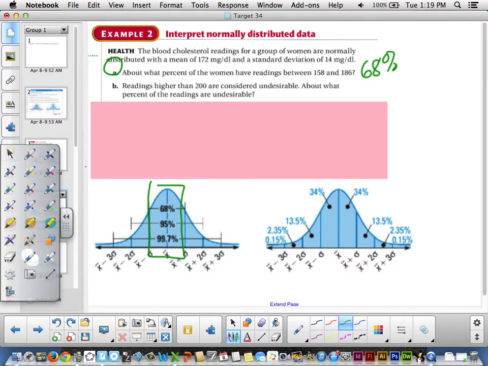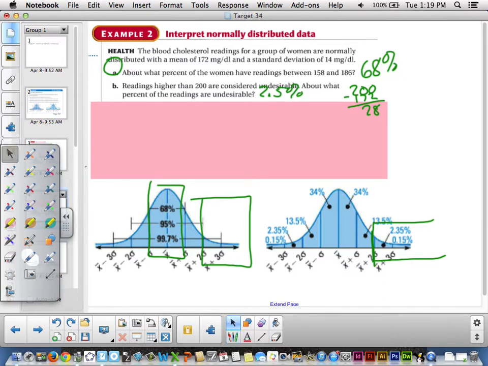Readings higher than 200 are considered undesirable. What percent of the readings are undesirable? Well, 200 minus 172, that is 28. That's 2 standard deviations above. What percent of the population is 2 standard deviations above? That would be 2.35 and 0.15. So that would be 2.5% of the population have an undesirable blood cholesterol.